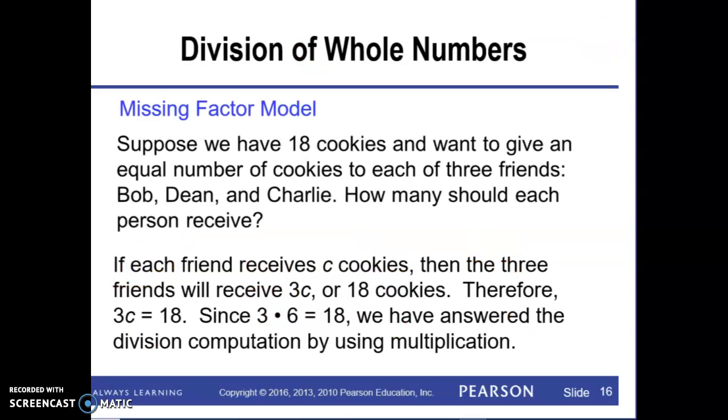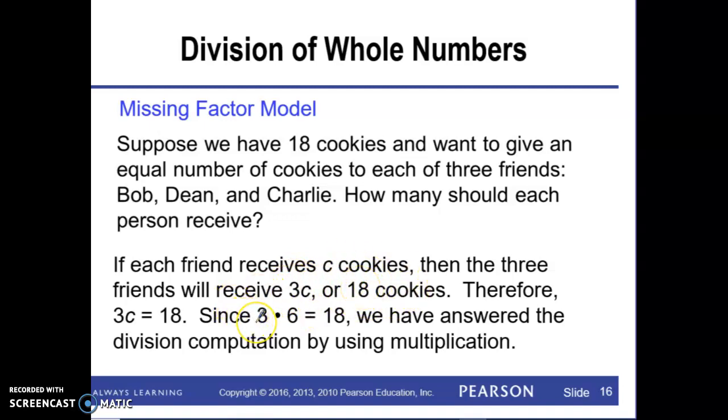Okay, let's look at that in a missing factor sort of way. So this is the original question we had before about the cookies and the 3 friends. If you think about each friend receiving C cookies, that's the thing I don't know. Each friend receives some cookies. Then the 3 friends together, groups and things in groups, when I multiply those together, I should get 18.